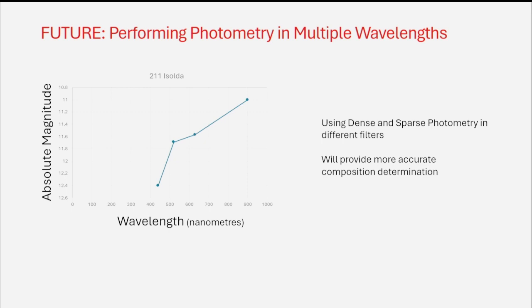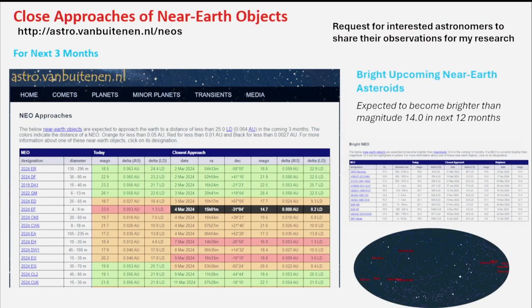So you can see here, this is a preliminary analysis I've done with the 211 Isolda asteroid. And I was able to take the observations in four filters, R, G, B, and I, in the Johnson filters, and calculate the absolute magnitude for each of the wavelengths. So more analysis on that to come.